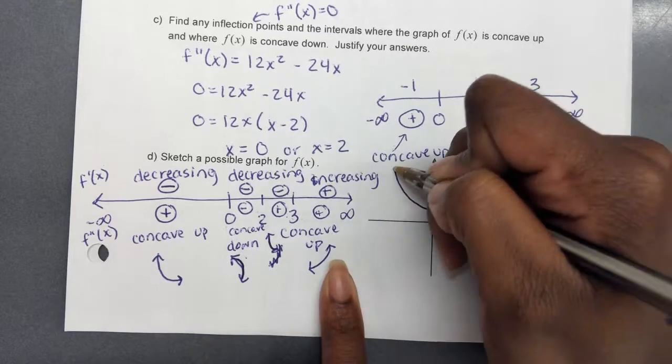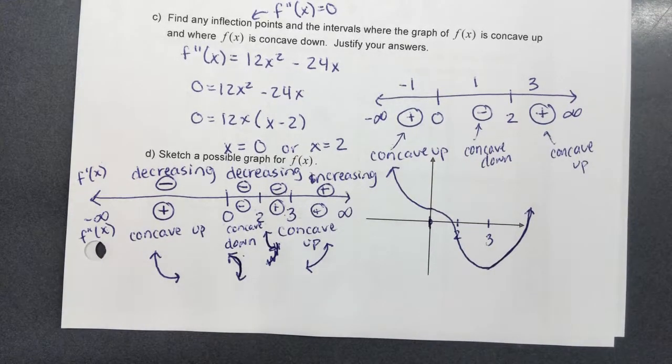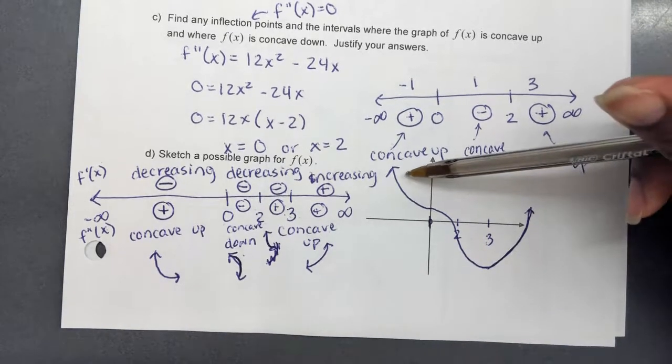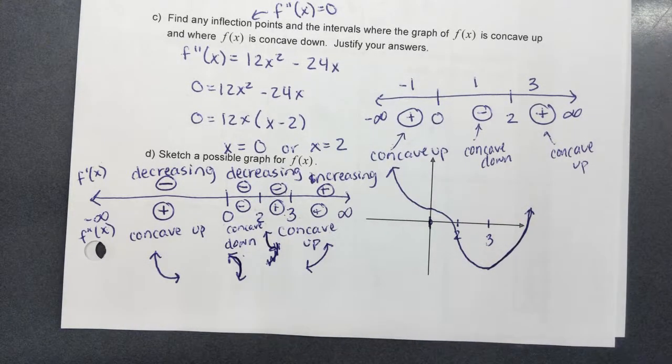And there's a sketch of what f of x could possibly look like. Granted, if you started at a different point, or if you lengthened your lines, your graph might look a little bit different, but that's a general sketch of what the graph should look like for f of x.